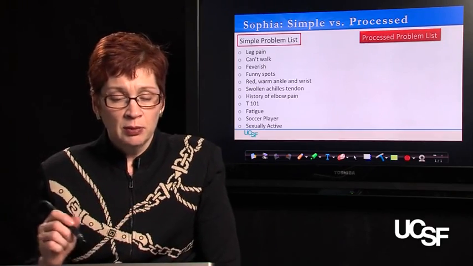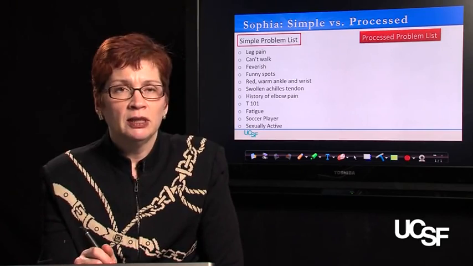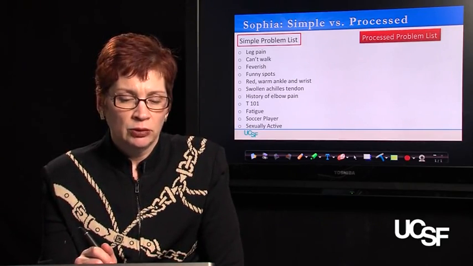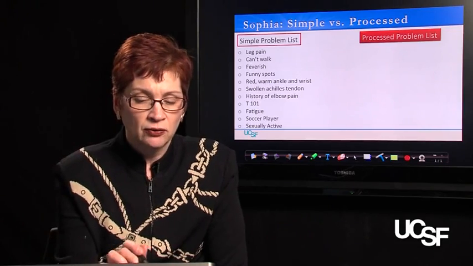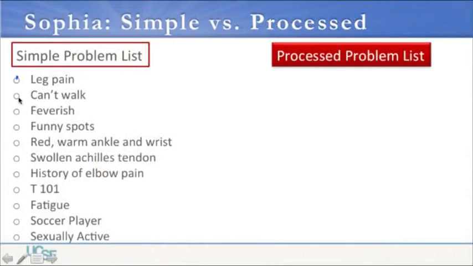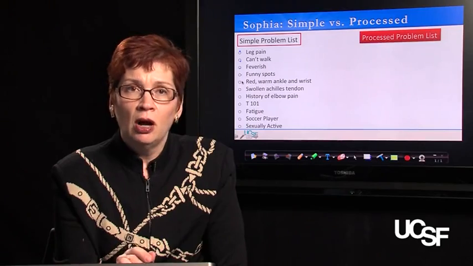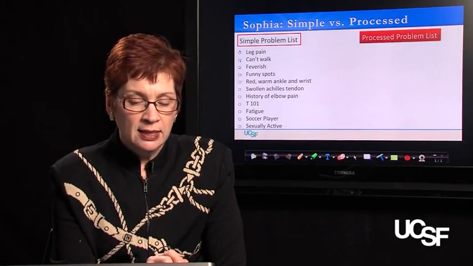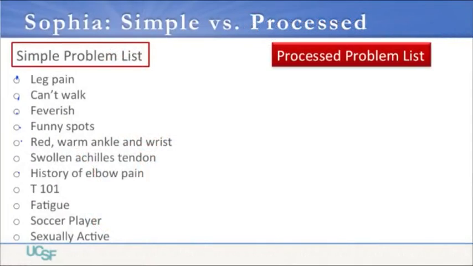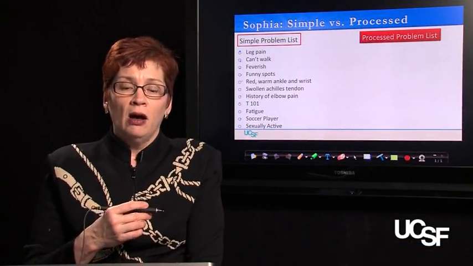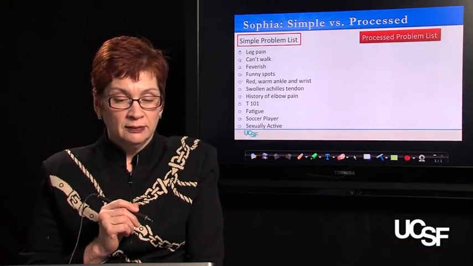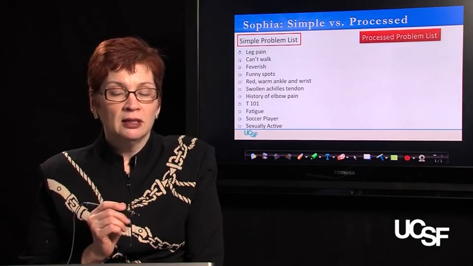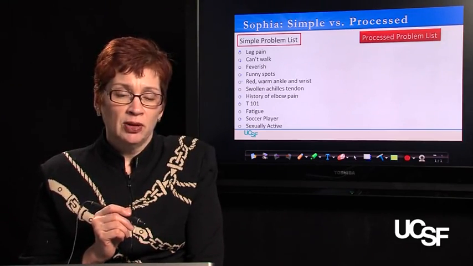And what you'll see from their problem list is it's really a linear tabulation of the oral presentation that was given. So you can almost track it. So for instance, these first elements, leg pain, can't walk, feverish, funny spots, red warm ankle, those are all elements of the history that she gave us. And then we see swollen Achilles tendon, history of elbow pain, temperature, fatigue, sarcopenia, sexually active. A long list of things. Almost none of this is processed. In fact, I would argue nothing of this is processed. It's just a simple problem list.